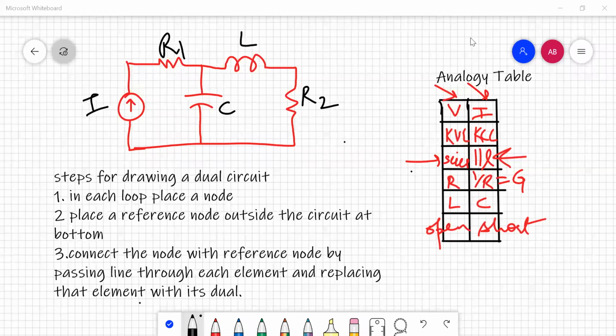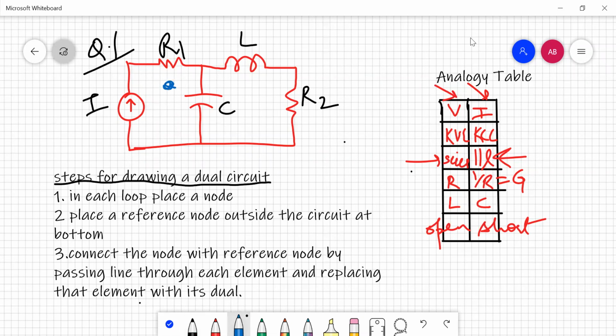Now we come to numerical one, for drawing the dual of the circuit. But before going into the drawing, let's find out the various steps for drawing a dual circuit. The very first step is, in each loop, place a node. We have got two loops here, so I am going to place two nodes, one in each of the loops. Next is to place a reference node outside the circuit at the bottom. So here is my reference node.